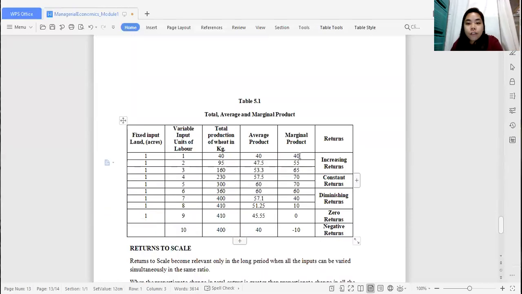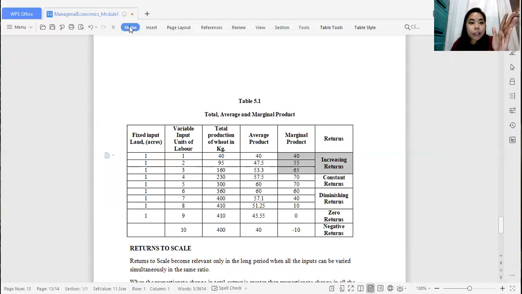So we have here from 40 to 55 nag-increase to 65. So iyang increase from 40 to 55, we have 15 units nga increase sa marginal product. From 55 to 65, nag-increase by 10, no? First nag-increase siya by 15, then nag-increase siya by 10. So ini nga phase is the increasing returns.